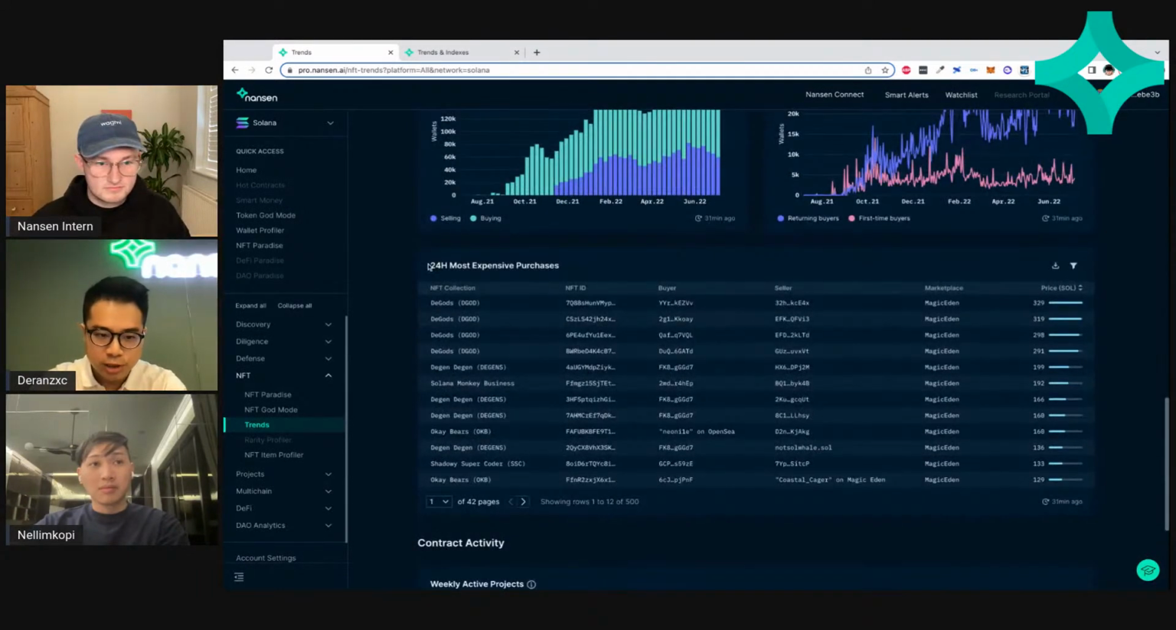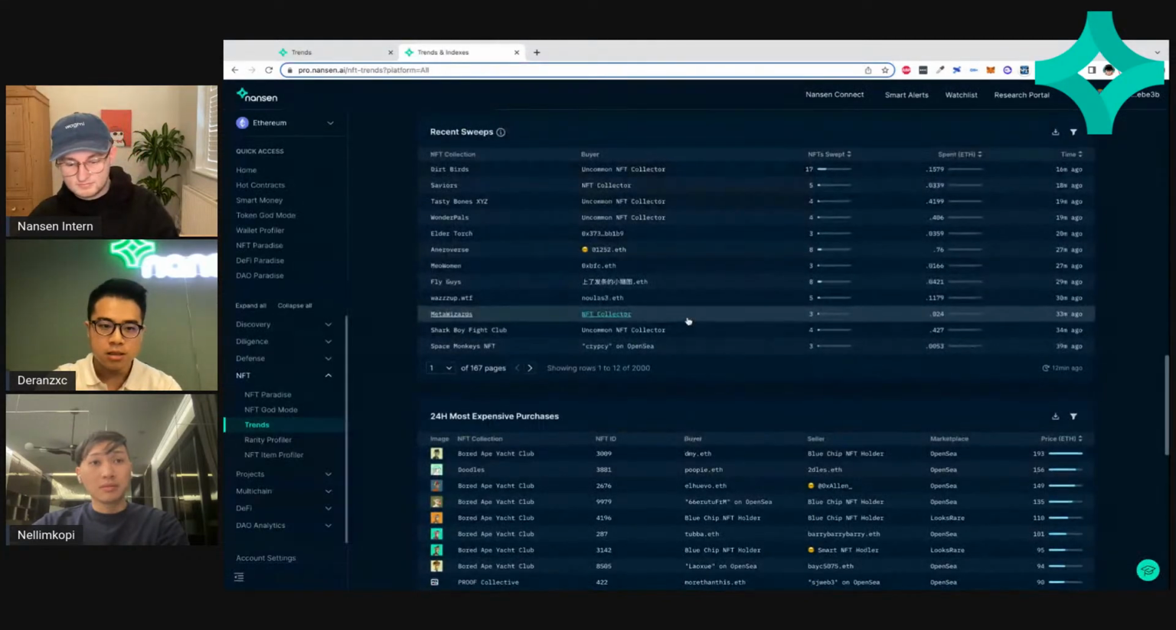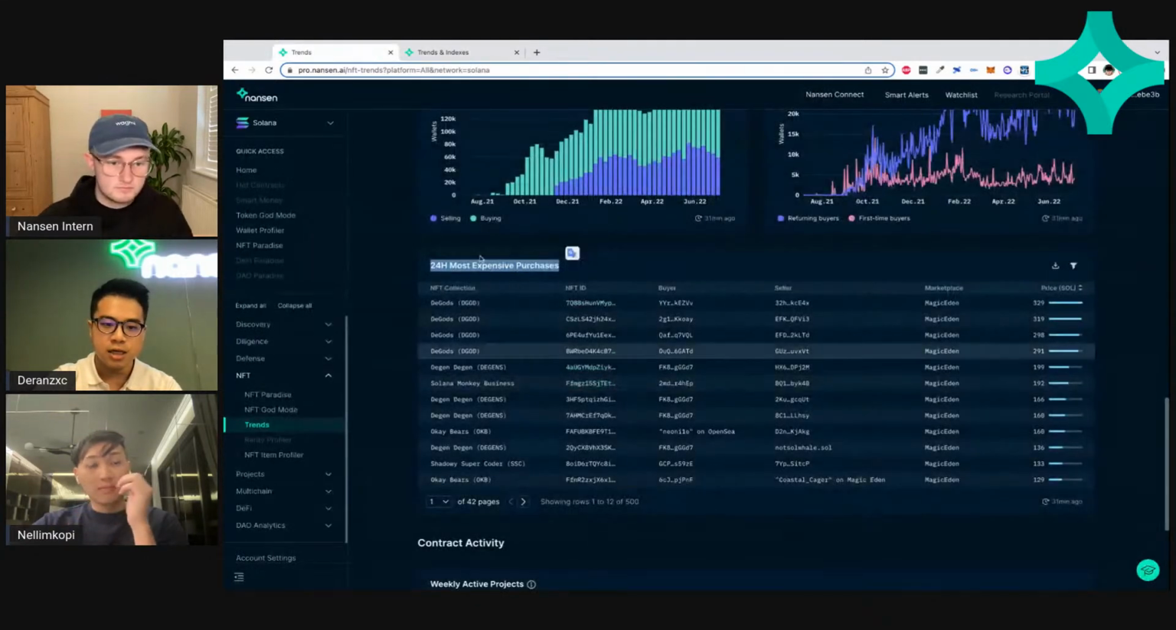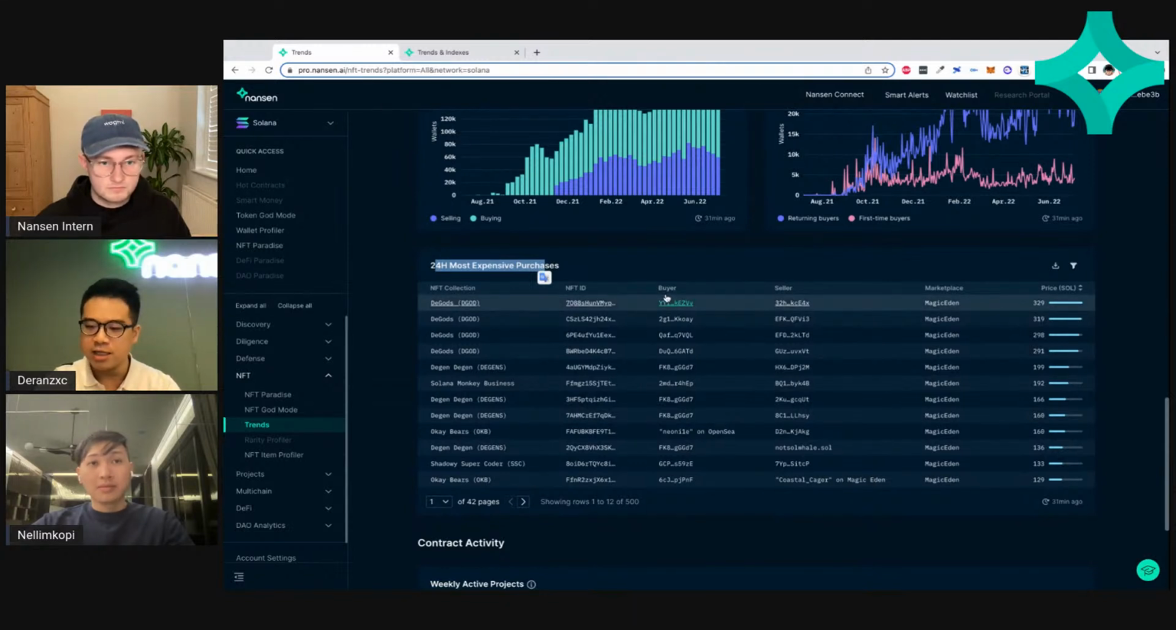So I think this is pretty interesting. We do have it for ETH as well, I think. We have recent SHIB as well as most expensive purchases. And I think it acts like a newspaper, right? It flags interesting transactions or collections that you might want to look at a bit more.